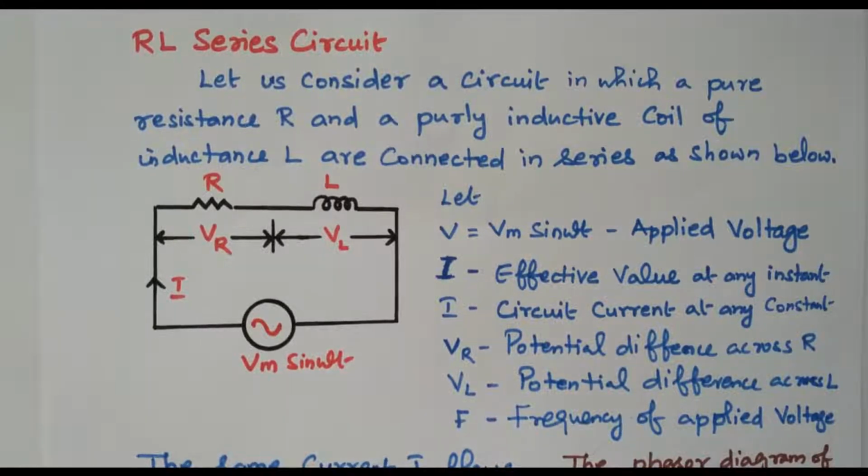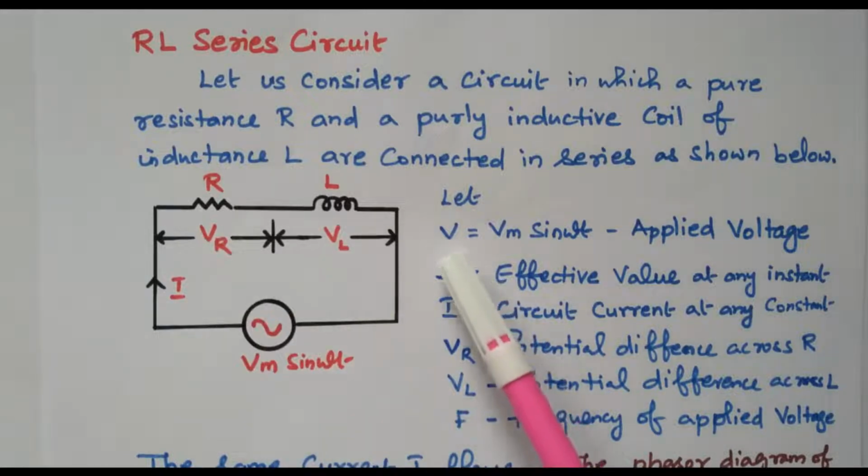What is the voltage equation for voltage, current, phase angle between voltage and current, power triangle, impedance triangle, power factor? These things we are going to analyze in this RL series circuit. So in this RL series circuit, R and L are connected in series, energized by the AC supply voltage. Because of the series circuit, the same current I is flowing through R as well as L.